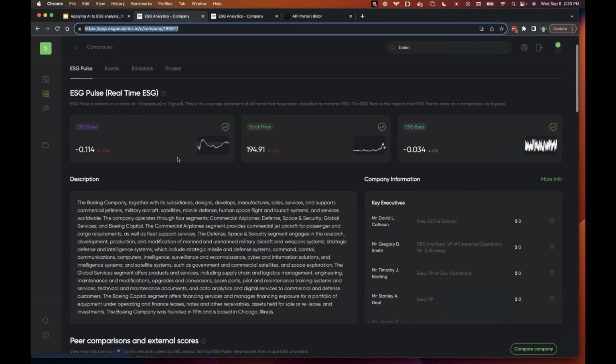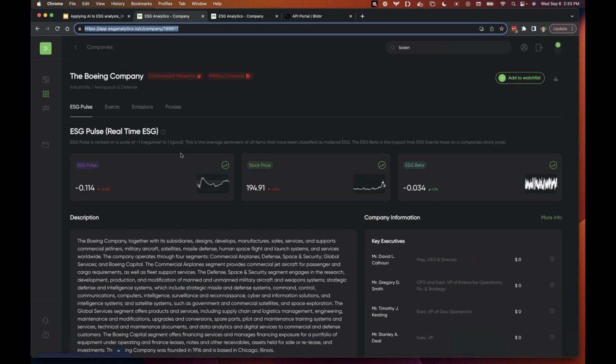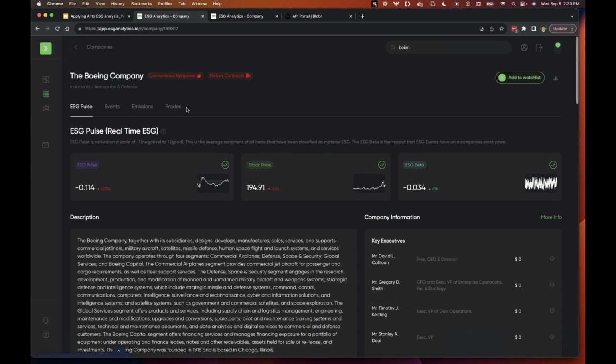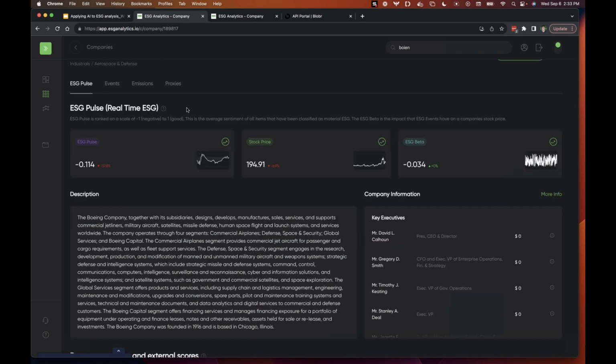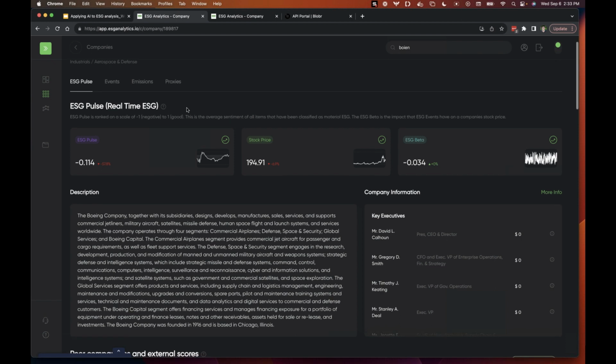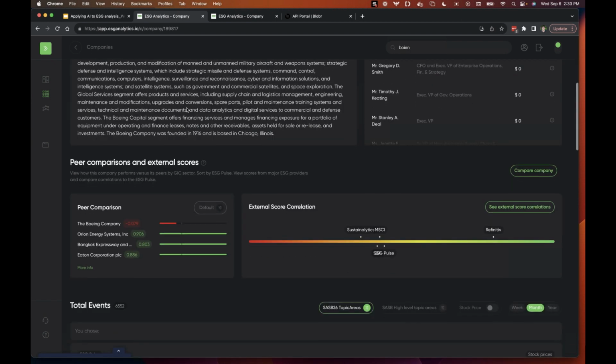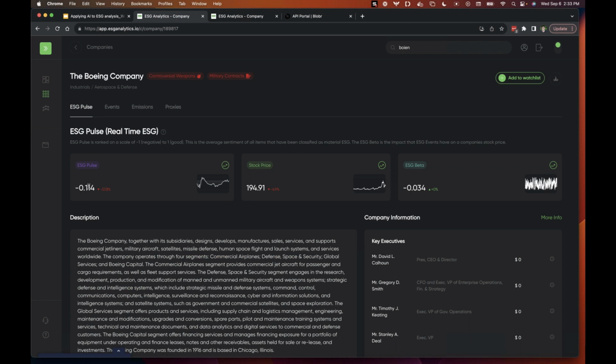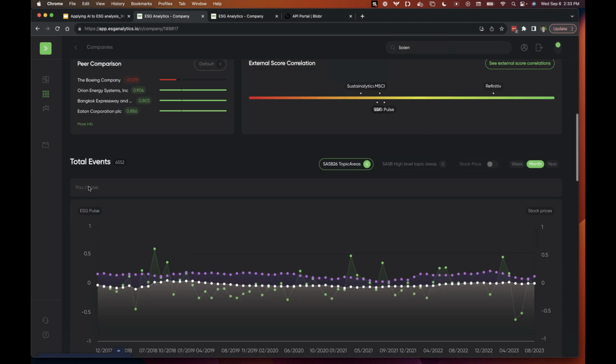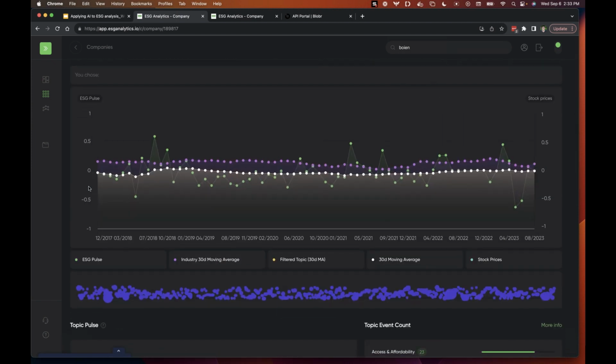So what we're looking at here is the ESG Analytics platform. And this is basically looking at Boeing as a company and all of the different characteristics there. We call our sentiment score the ESG Pulse. That's just our name for the sentiment. And so what we can see here is that Boeing has an ESG Pulse of negative 0.14. That again is on the scale of negative 1 to +1.